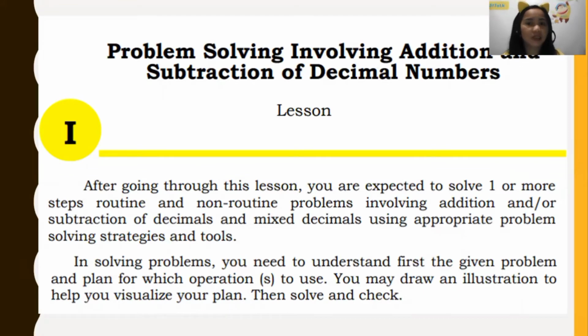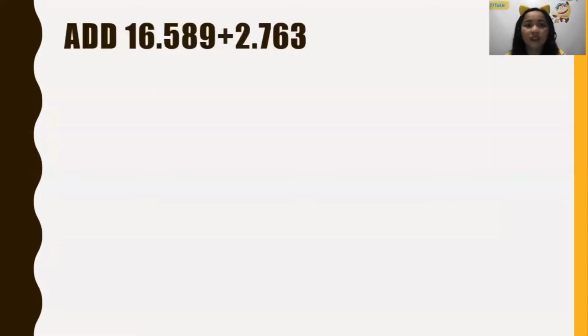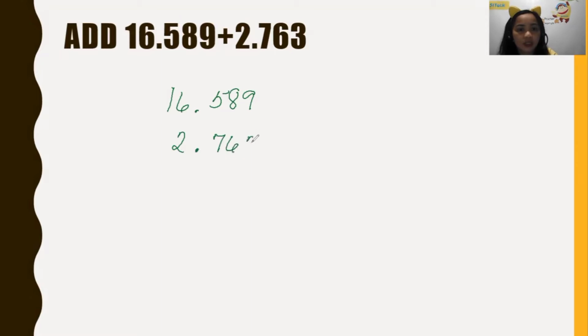Alright, now let's go. But before we start on how to solve problems involving decimal numbers, let us first review what we had last time. That is addition and subtraction of decimal numbers. So now let us first try to add 16 and 589 thousandths plus 2 and 763 thousandths. First step is to write the numbers in column. So we have 16 and 589 thousandths plus 2 and 763.